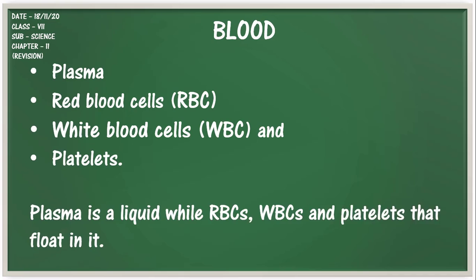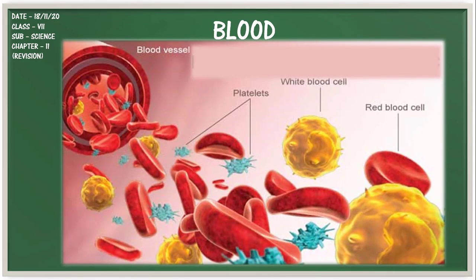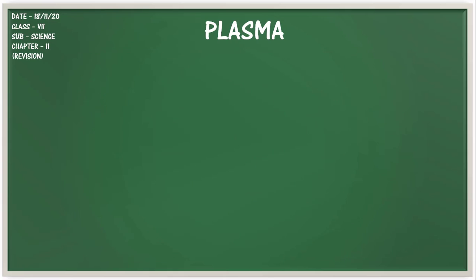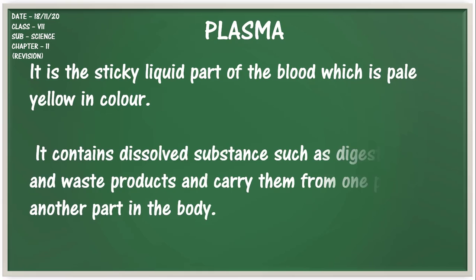Plasma. Plasma is a liquid while RBCs, WBCs and platelets float in it. It is the sticky liquid part of the blood which is pale yellow in color. It is 90% water and 3.5% common salt. It contains dissolved substances such as digested food and waste products and carries them from one place to another in the body.